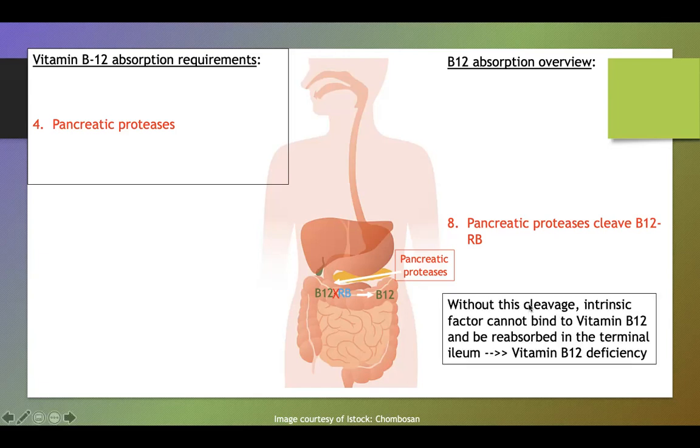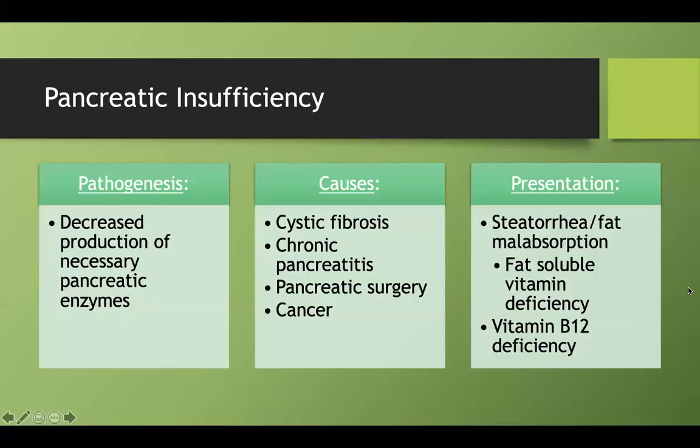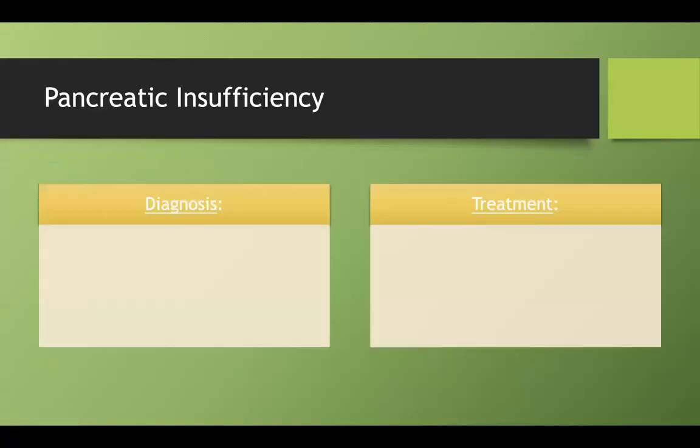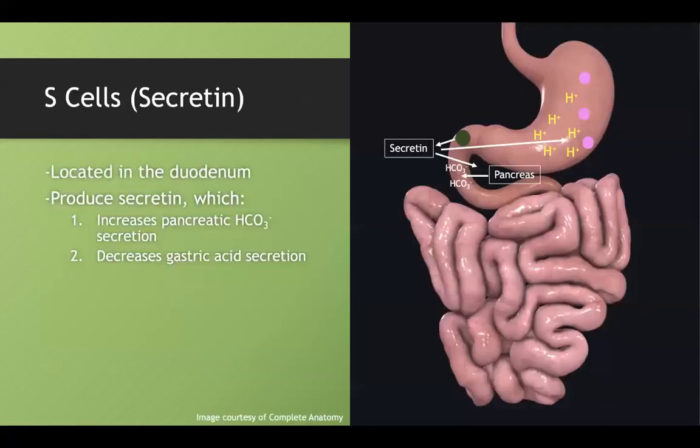And I think that's what this just says here. So moving on to the diagnosis and treatment. There's a few different laboratory values that you should know with pancreatic insufficiency. You can have decreased duodenal bicarbonate.